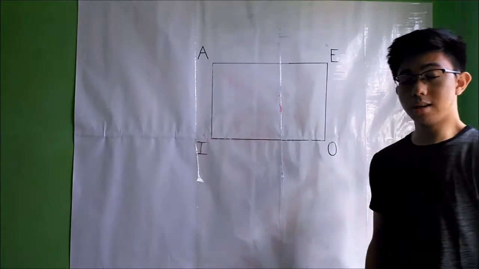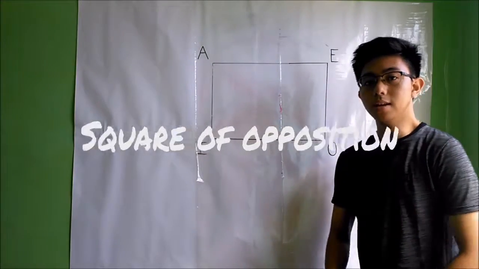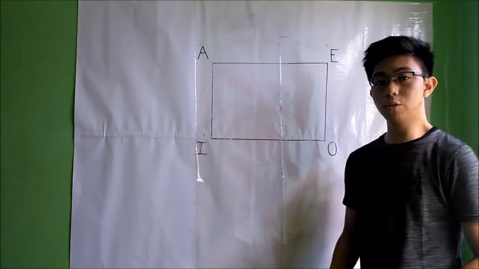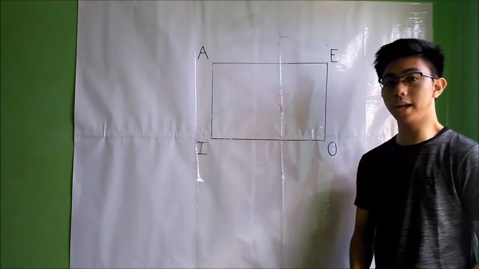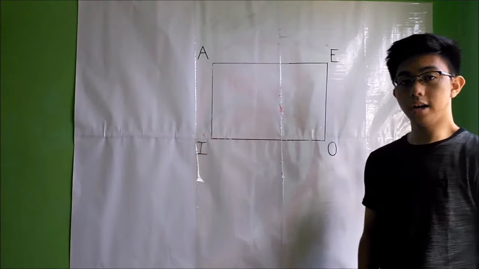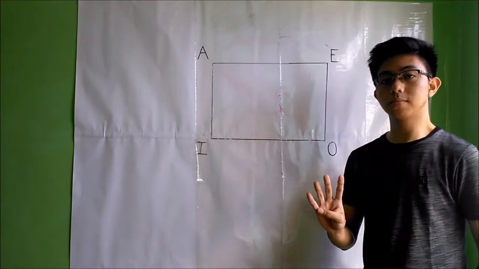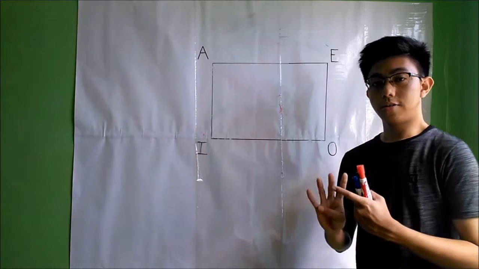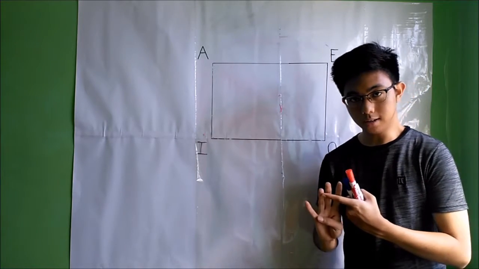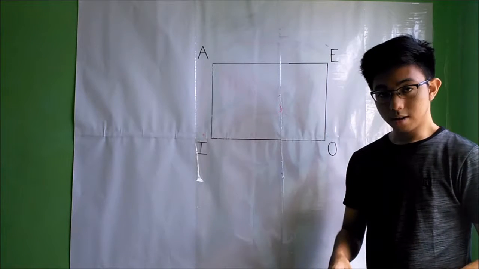We're going to discuss the square of opposition. The square of opposition shows the different relationships between the A, E, I, and O propositions. There are four logical oppositions: contradictory, contrariety, subcontrariety, and subalternation.